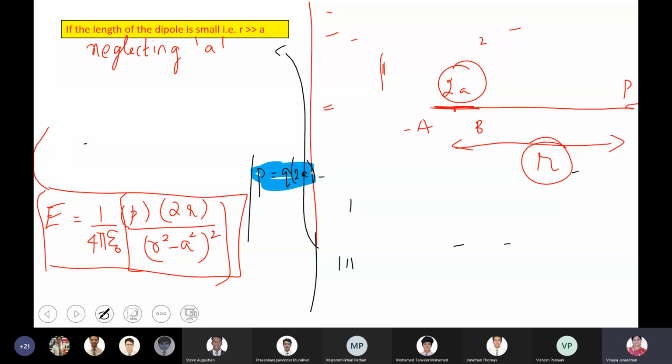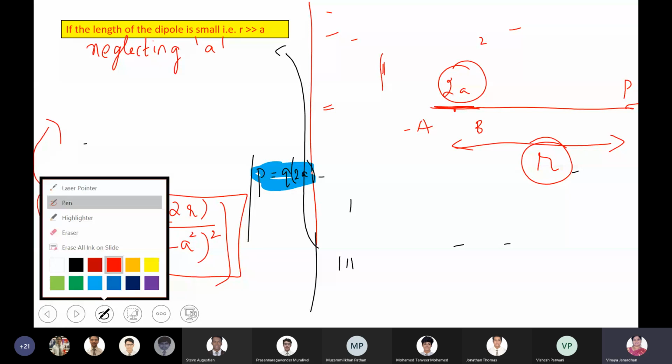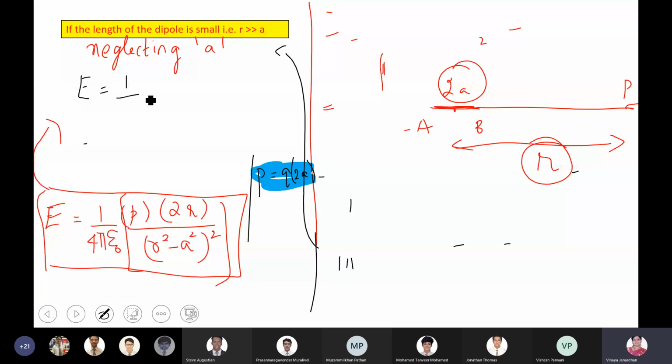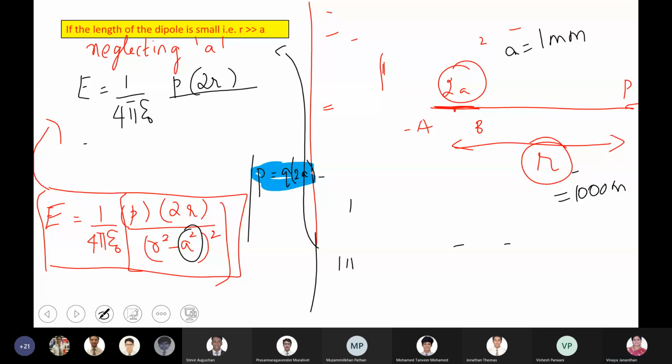Then what happens to this equation? If you neglect A, E becomes equal to 1 by 4 pi epsilon naught P into 2R divided by, I have to neglect A. Are you clear, boys? If the distance R is 1000 meters and the distance A is 1 millimeter, then 1000 meters minus 1 millimeter, will it make a difference? No. That is the reason you're neglecting A.